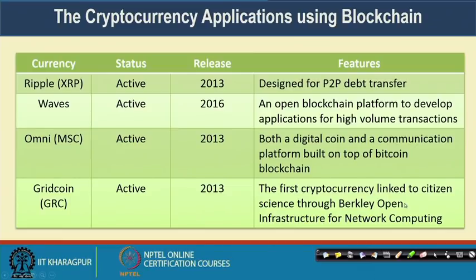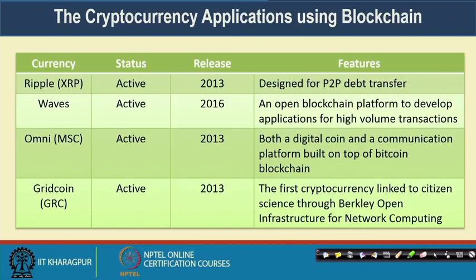Then we had something called Ripple, which is a cryptocurrency designed for peer-to-peer debt transfer. In 2016 we saw Waves, an open blockchain platform to develop applications for high volume transactions. It supported significantly higher throughput compared to Bitcoin, but it has a limitation that it cannot support a large number of nodes in the network. That is indeed a trade-off which we will explore later on.